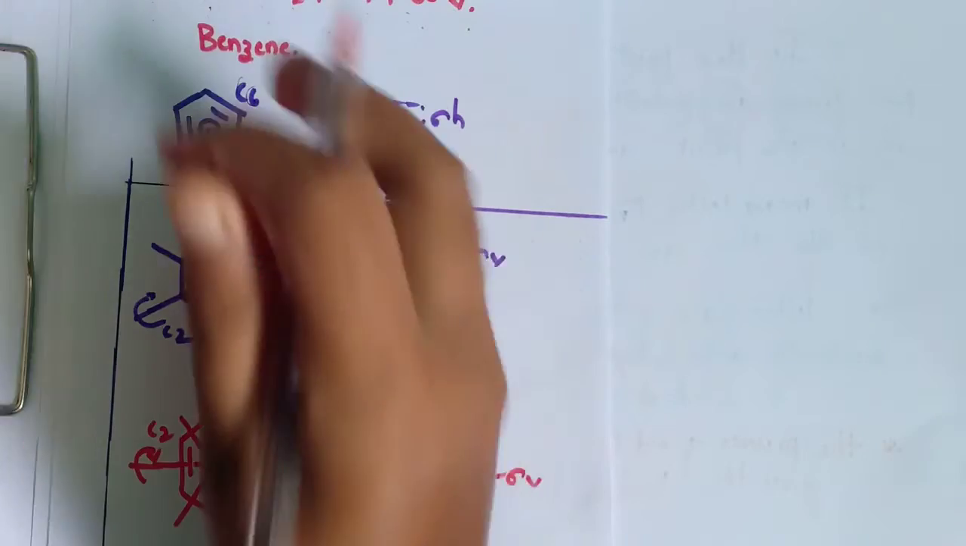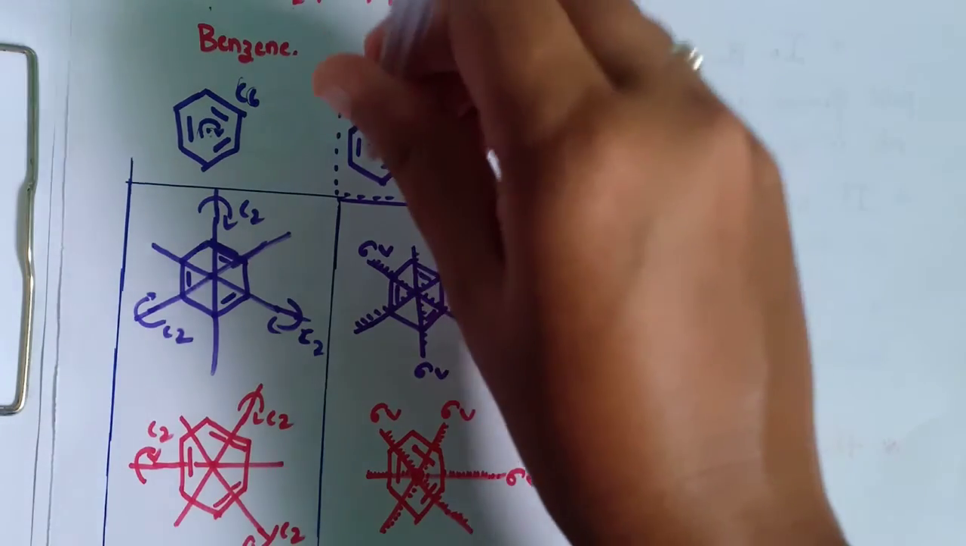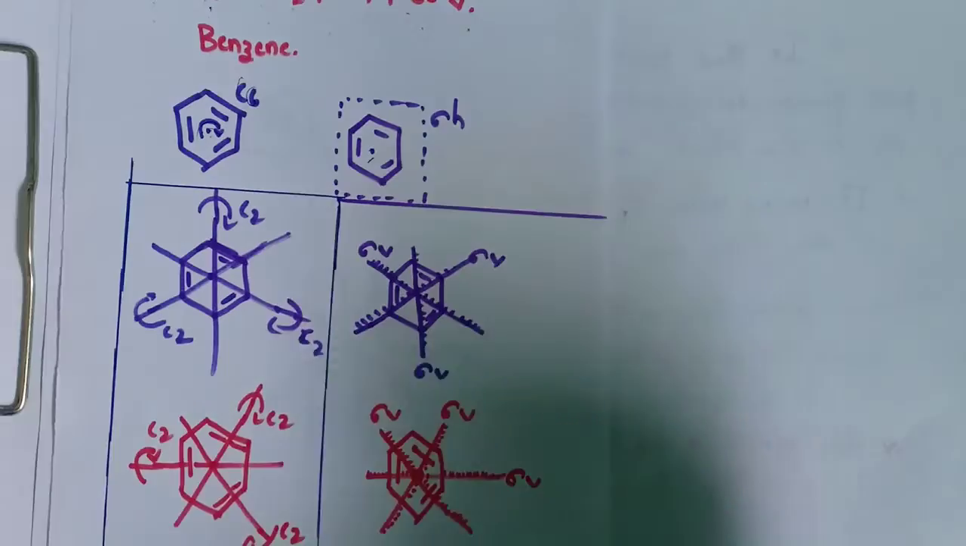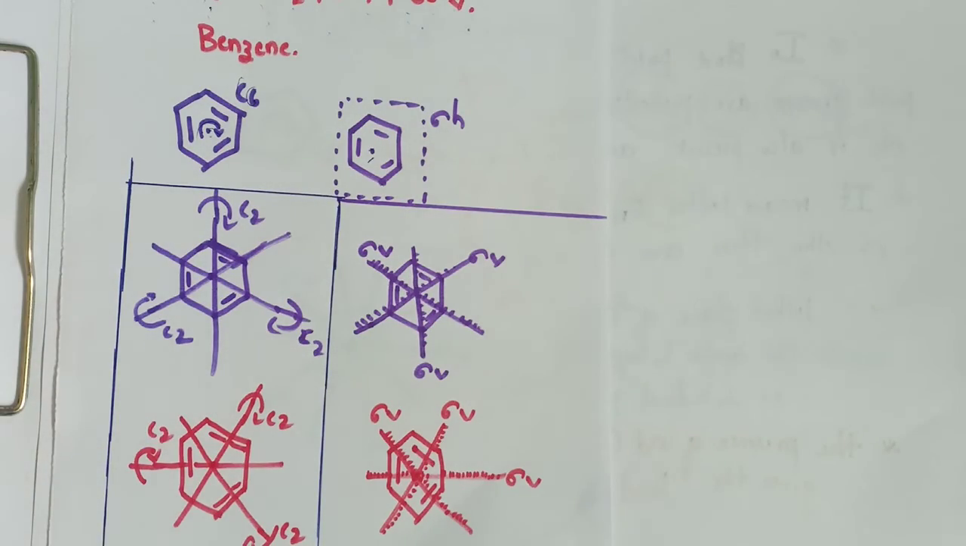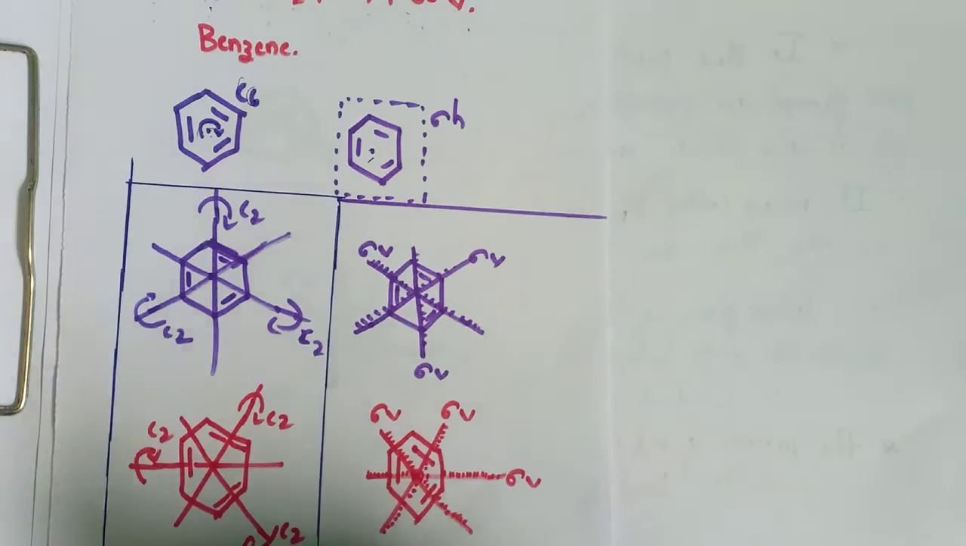So it has the C6, that is, a 6-fold axis of symmetry, to obtain its original configuration. Now let us see about this horizontal plane of symmetry. If I pass a plane here, perpendicular to the principal axis, and bisect the molecule like this, half of the benzene will be on the upper part and half of the benzene will be on the lower part. Those two equal parts are the mirror images of each other.